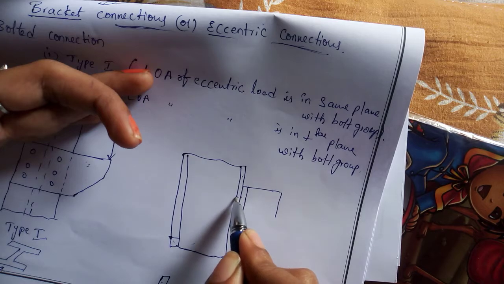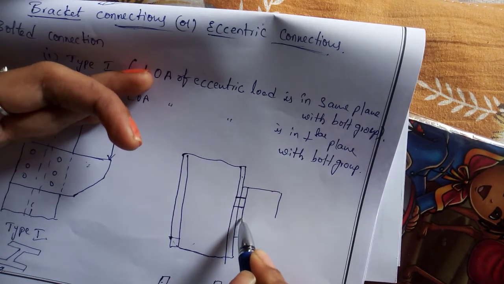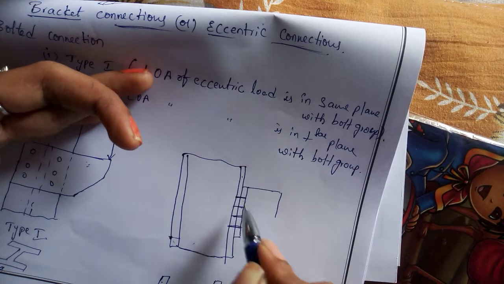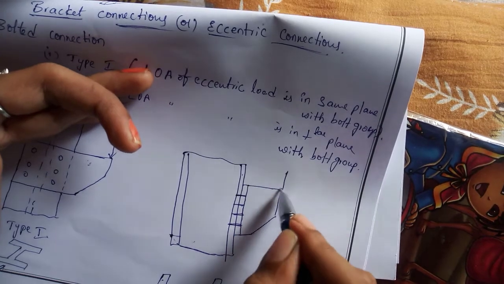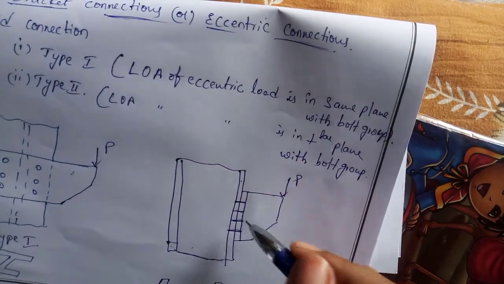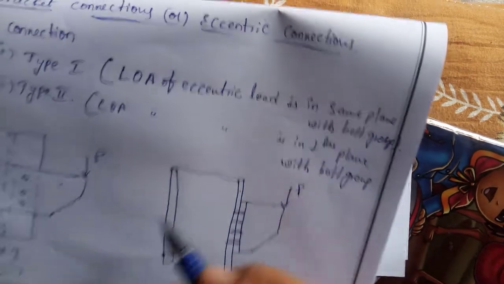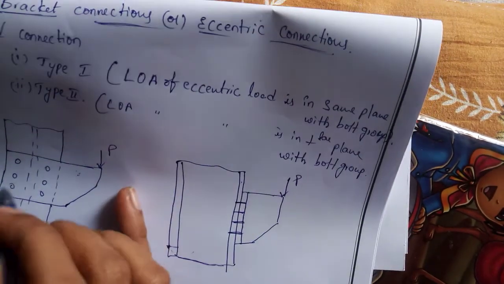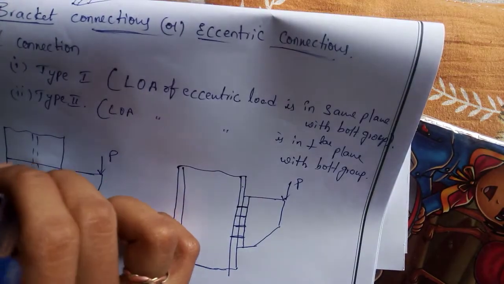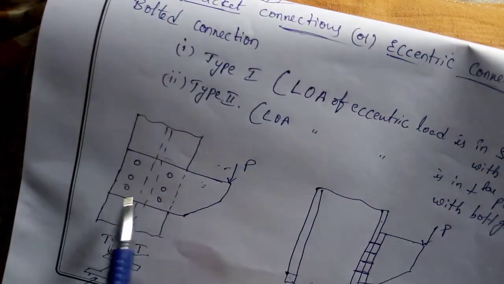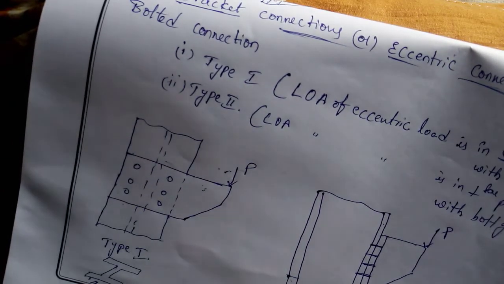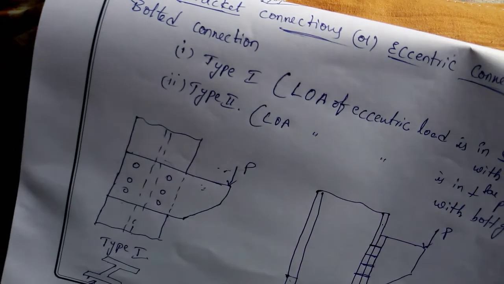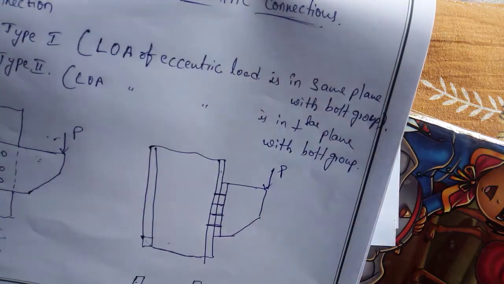So the bolts are anyway in this plane, and in the plane exactly perpendicular to the bolts' plane, we will be having the load. So bolts are in this plane, but the load is on the perpendicular plane. For this first picture, if you are observing, the bolts are the same in these two pictures, but here, along with the bolt group, we will be having the load also on the same plane, but here, on the perpendicular plane.